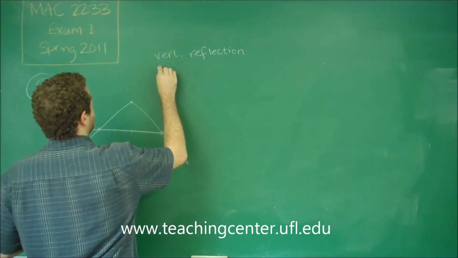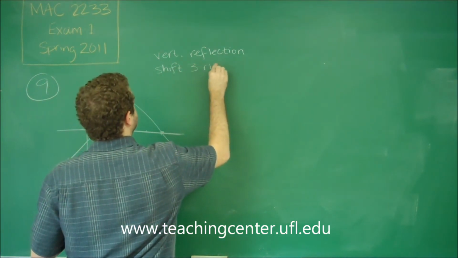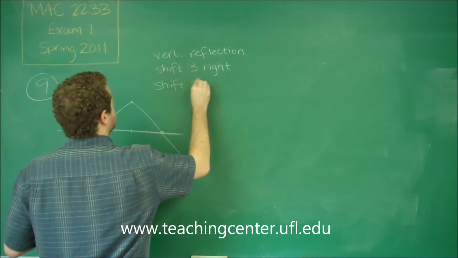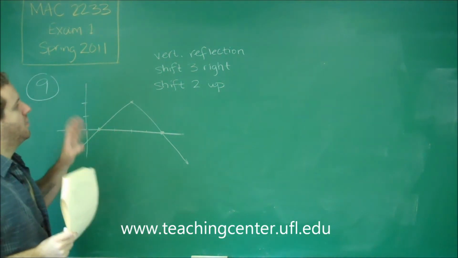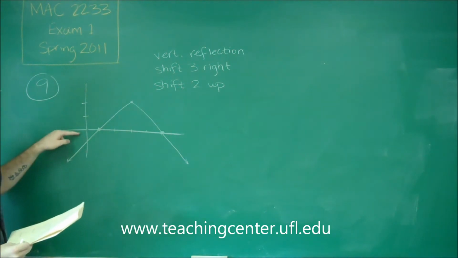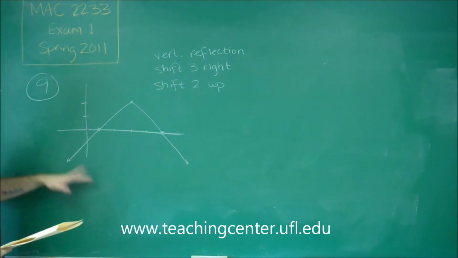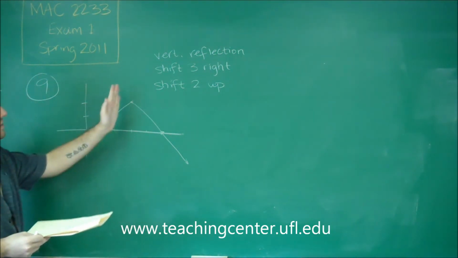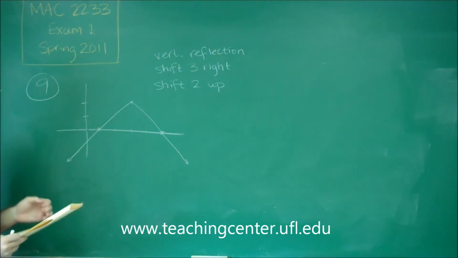So we have a shift 3 right, and a shift 2 up. The important thing to note is that the order in which I wrote it here is actually important, because if you shifted it up first and then reflected, the graph would have moved. So it's important that you did the reflection first, because then for the shifts afterwards you don't have to take into account what you might have done.